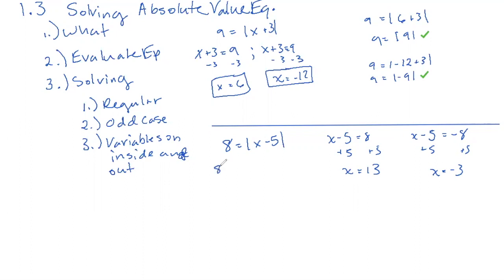Now to check, once again, we'll just plug these back in. If x equals 13, we'd have 8 equals the absolute value of 13 minus 5. 8 then is equal to the absolute value of 8, which is obviously correct here, right? Then if we have a negative 3, we've got 8 equals the absolute value of negative 3 minus 5. 8 equals the absolute value of negative 8, which of course is just 8. So there we go.